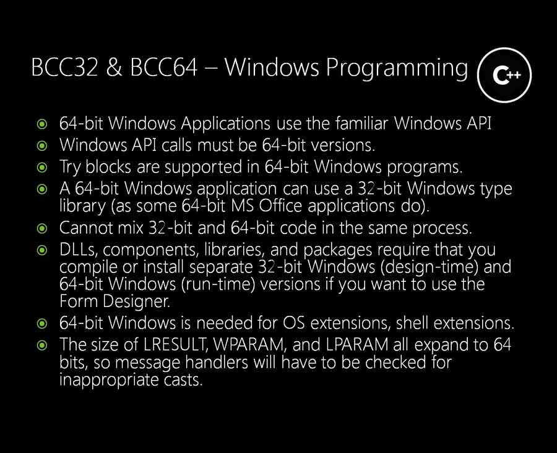The Windows API calls must be 64-bit versions. Try blocks are supported in 64-bit applications. A 64-bit Windows application can use 32-bit Windows type libraries. You can't mix 32-bit and 64-bit code in the same process. If you have DLLs, components, and libraries and packages, you need to have 32-bit versions for design time use and 64-bit versions to compile into your runtime applications. Of course, 64-bit Windows compilation is needed for operating system extensions and shell extensions on Win64. And also pay attention to the size of LRESULT, WPARAM, and LPARAM.